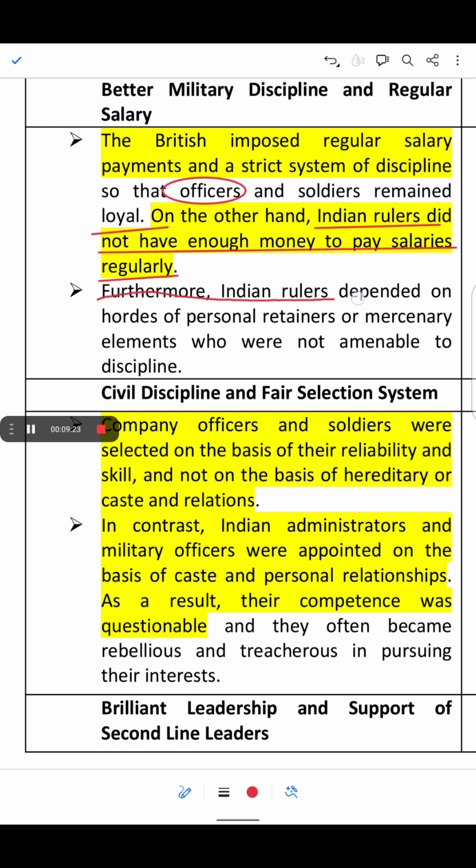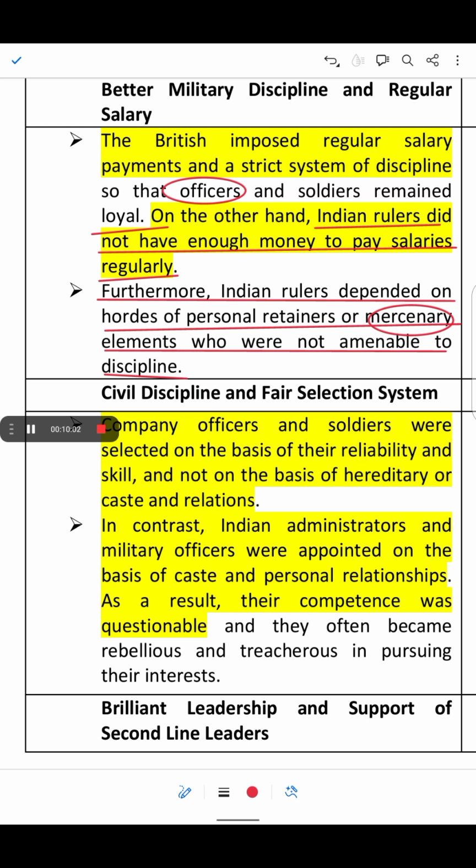Furthermore, Indian rulers depended on hordes of personal retainers or mercenary elements who were not amenable to discipline. Mercenary means hiring soldiers. That means soldiers were hired for money and often lacked loyalty, which is obvious, and discipline. They would lack loyalty and discipline because they worked for anyone who would pay them. They are being hired, and they will work only when they are paid properly.